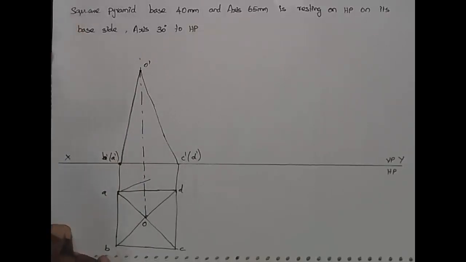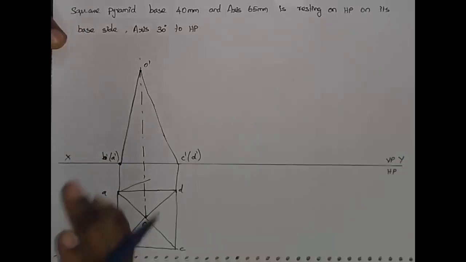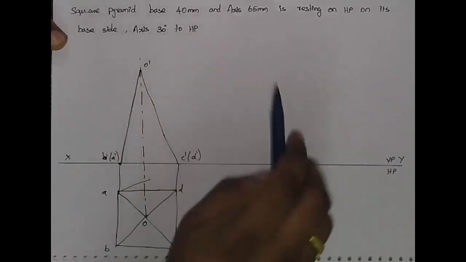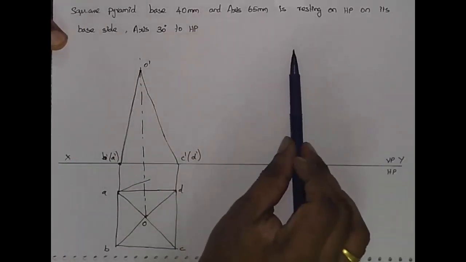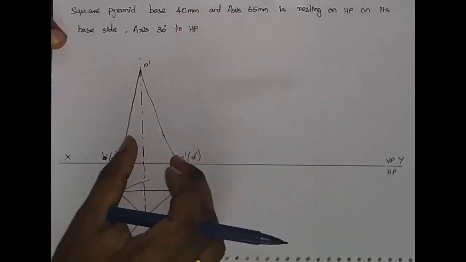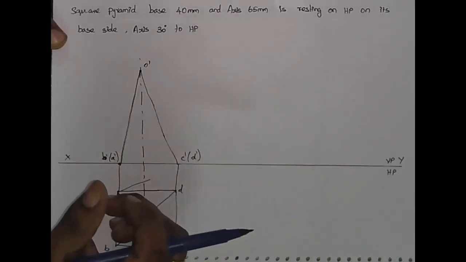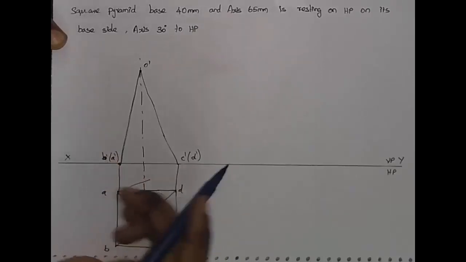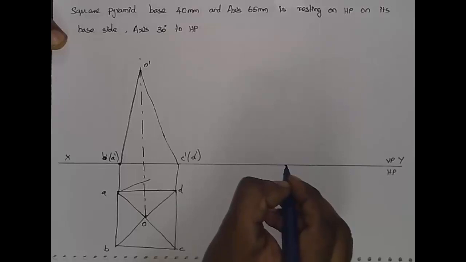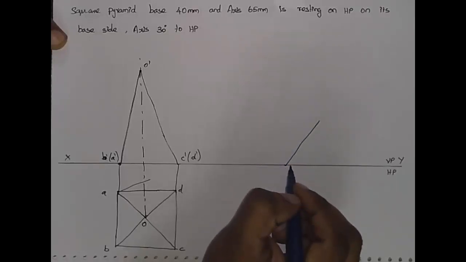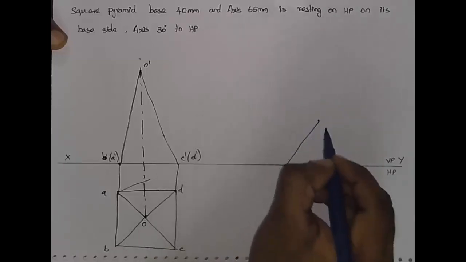So the next thing is my axis is 30 degree to HP. So what I have to do? I have to tilt the axis to a degree of 30. So I already told you, keep the axis like this, not like this. So I am going to tilt the axis to an angle of 30 degree. If the axis makes 30 degree, then my base will make 60 degree. Let me first draw the 60 degree line to draw my base. So this is my 60 degree line and it will be the base of this pyramid.